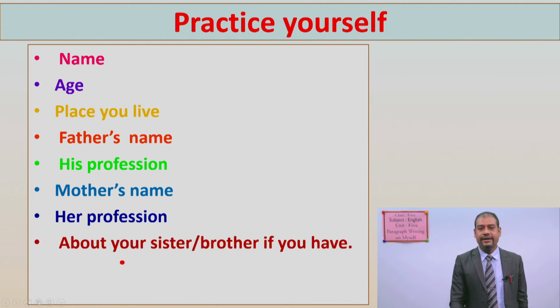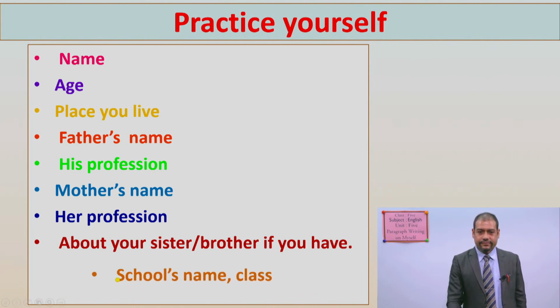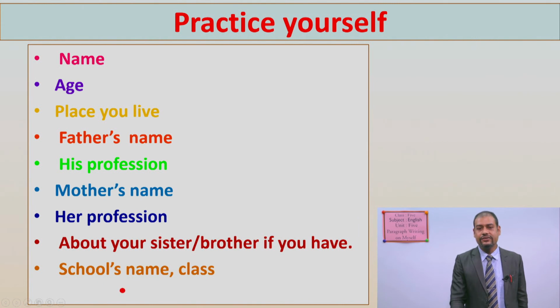Then you can write down about your sister or brother if you have, or if you want to write about your uncle, your aunt, your best friend, or your best teacher, no problem, you can write it down, okay? You have to write down your school's name, and you have to write down your class also, in which class you are studying, okay?